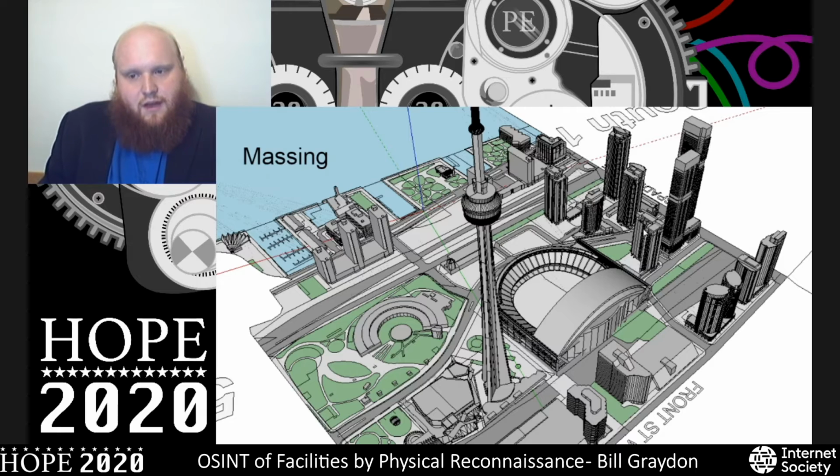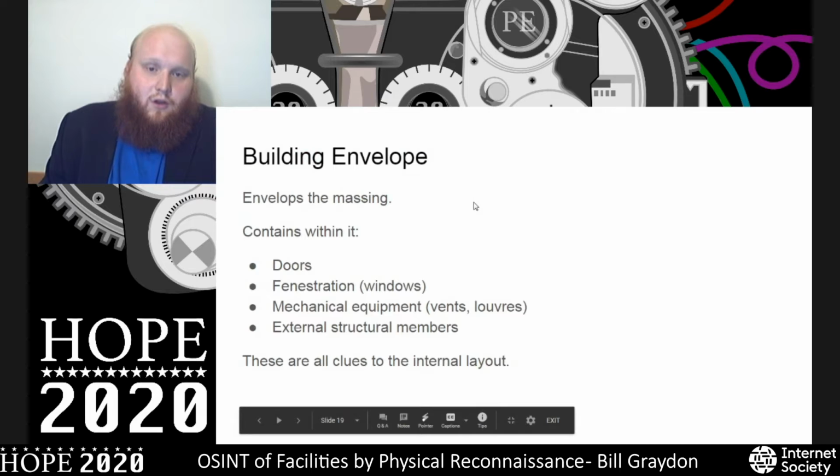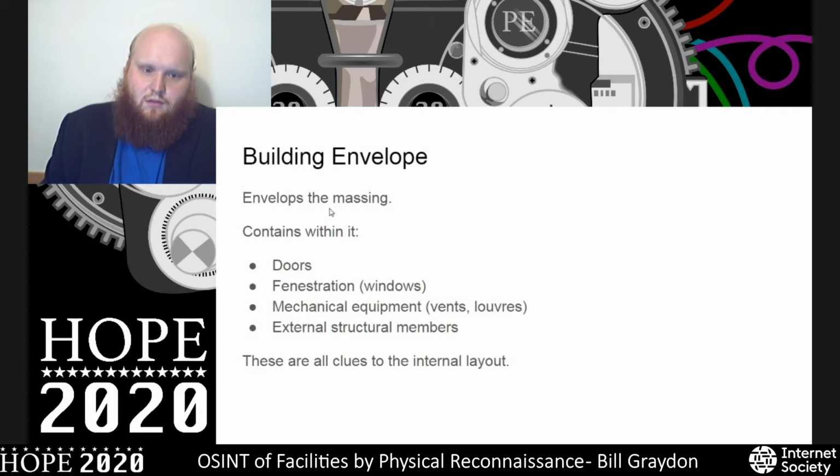To actually perform that inference, we're going to start with what architects call massing. So that is the mass in three-dimensional space, the shape of that building. And that's comprised of both primary masses, so the large shape, as well as anything smaller sticking out of it is a secondary mass.